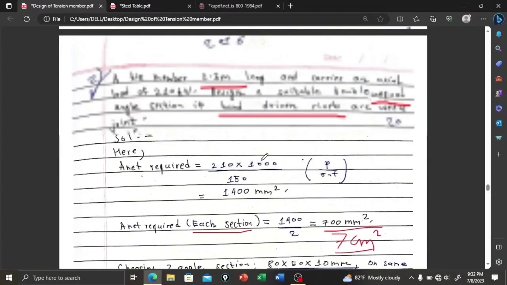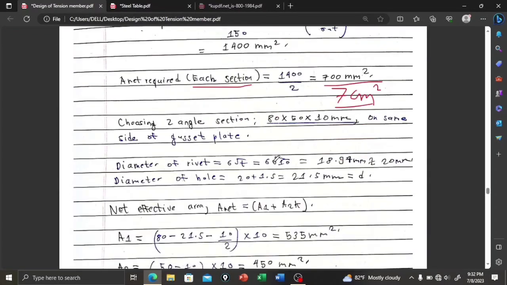The diameter is not given in the question, so by this formula, 6 root t, where t is the thickness, that is 10. So 6 root 10 is 18.97, so rounding up it will be 19. A 19 mm diameter rivet is not easily available, so we have to choose 20 mm. Since this 20 mm is less than or equal to 25 mm, the diameter of hole is 20 plus 1.5, that is 21.5 mm.